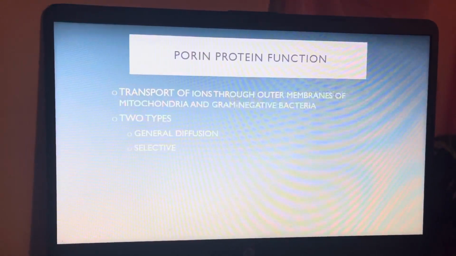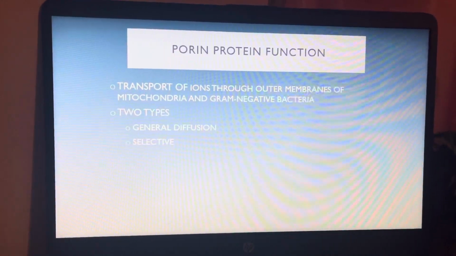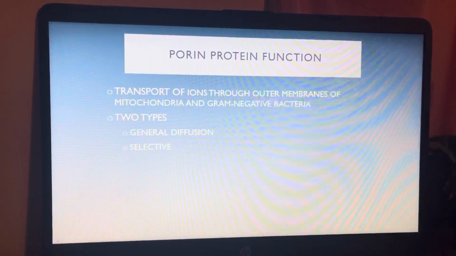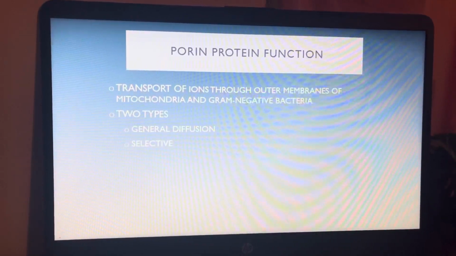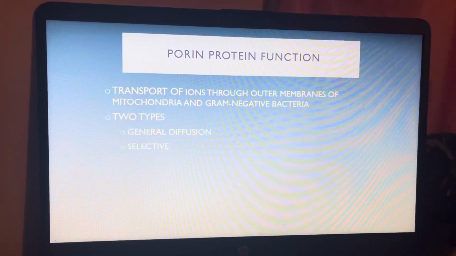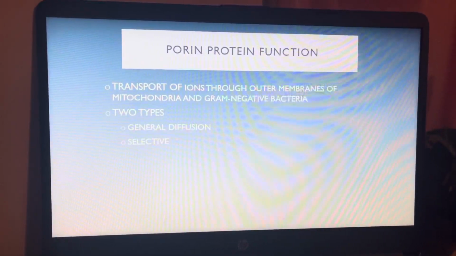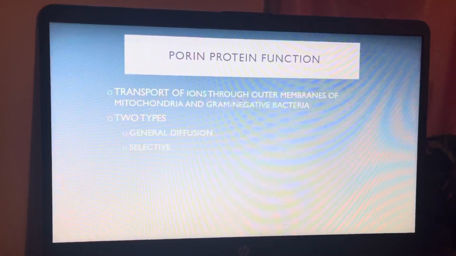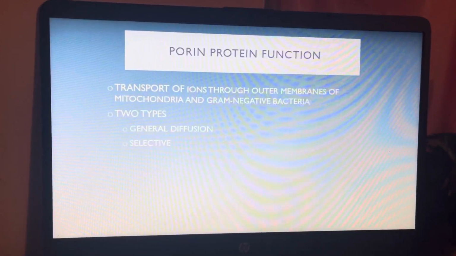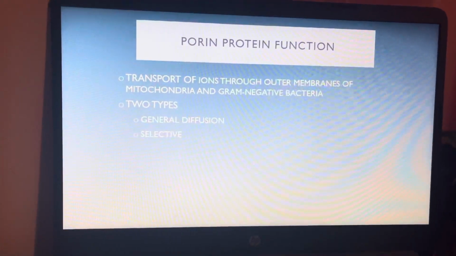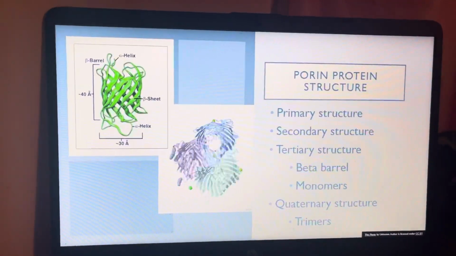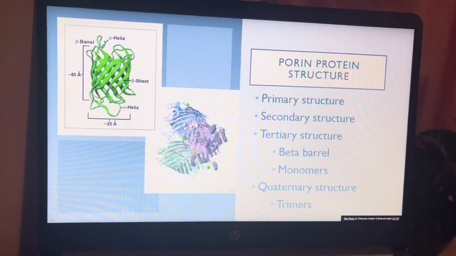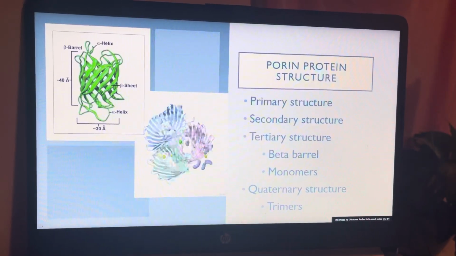One is general diffusion proteins, which diffuse small hydrophilic molecules across membranes and are generally not selective, whereas selective porin proteins have a binding site and are moderately selective of the molecules that they transport. These porin proteins have primary structure, secondary structure, and tertiary structure.